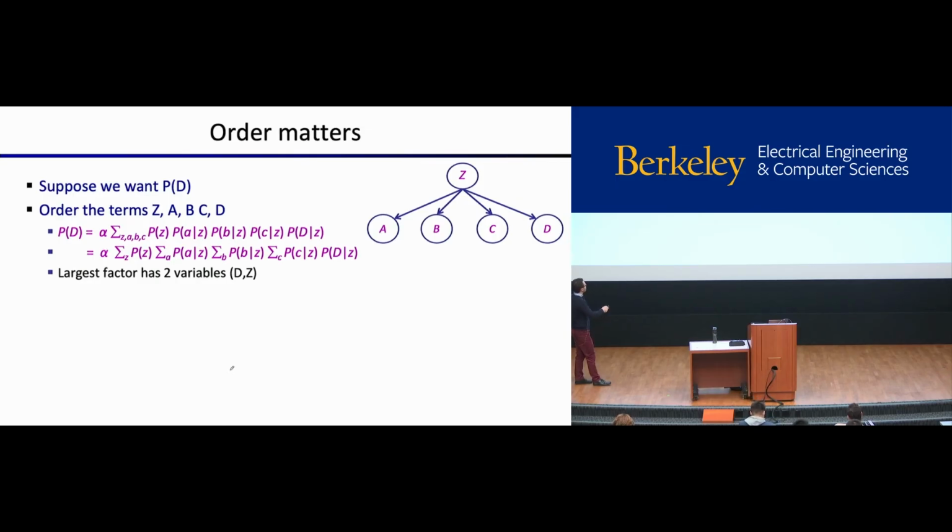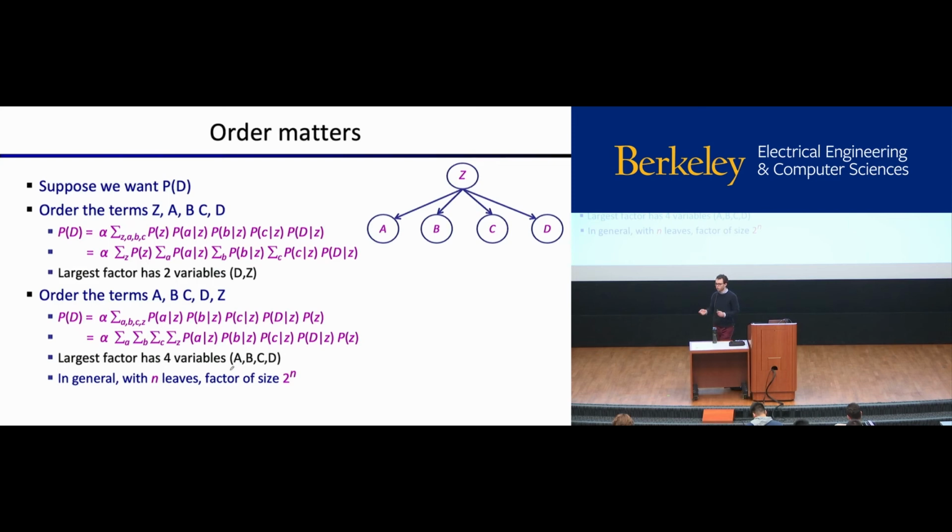And we have the same situation again. It's a 2-variable table, and then a 2-variable table, and then finally there's another 2-variable table that we sum out over Z, and then we get our probability of D. So if we go in that order, the largest factor has 2 variables.